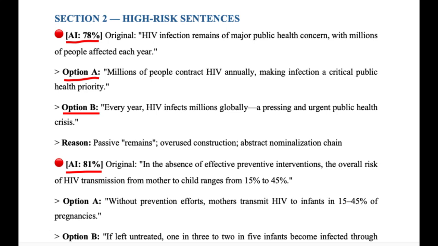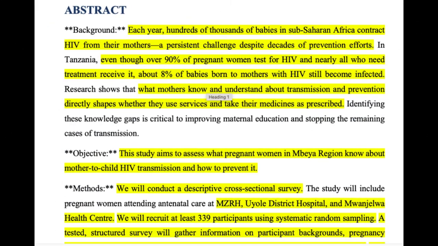Here's a sentence scoring 92% AI risk. The reason given is overuse of nominalizations and stock phrase structure. Option A and Option B offer completely natural alternatives. You choose which fits your voice best.